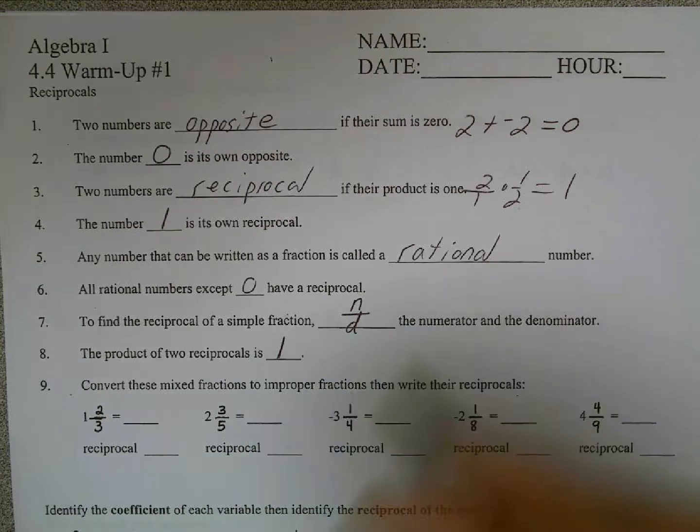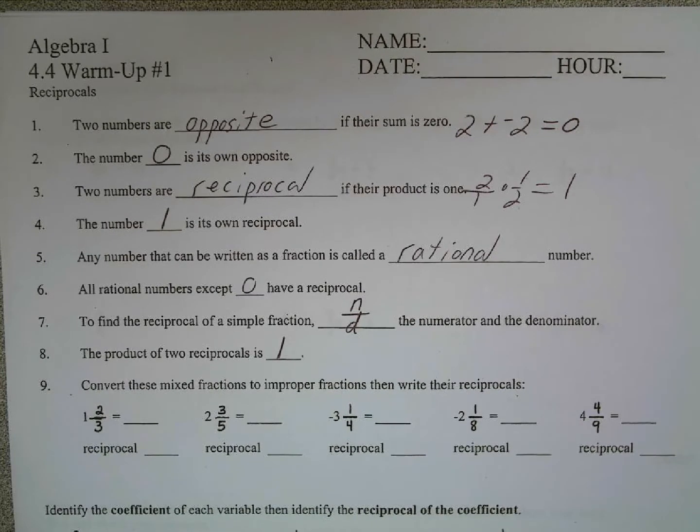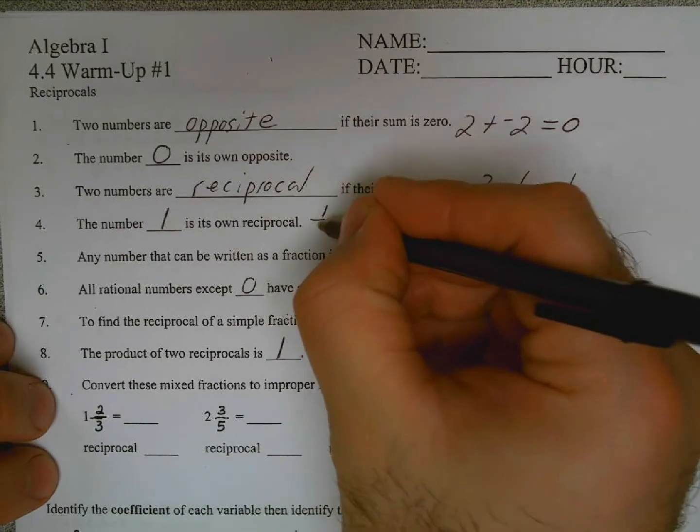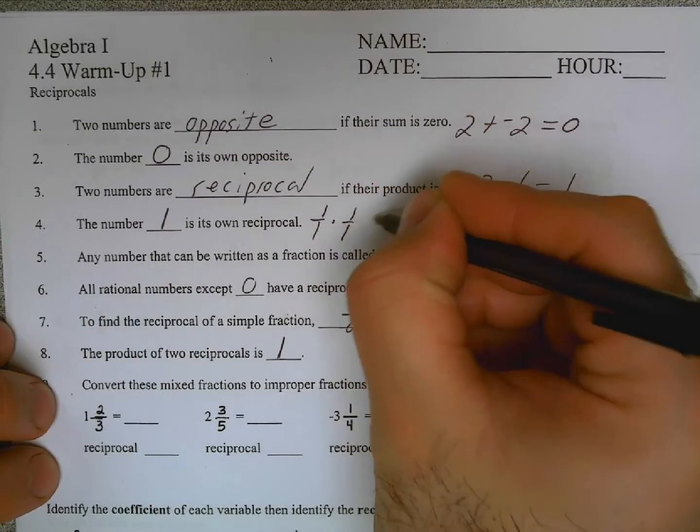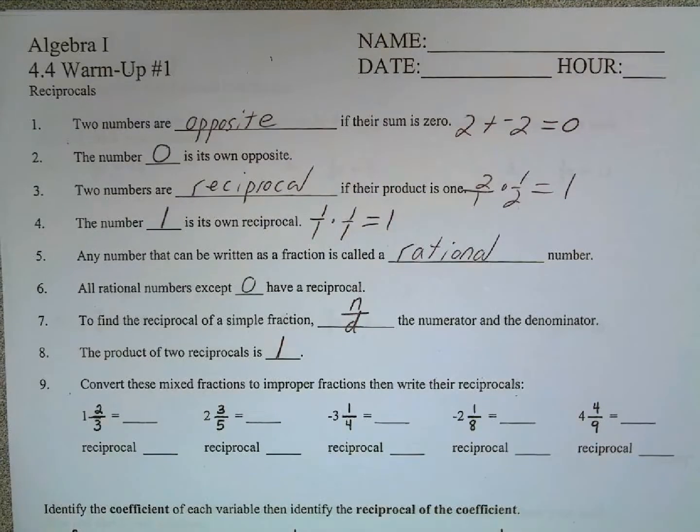Here's a nice example. The number 1 is its own reciprocal, right? So 1 over 1 is the same as 1 over 1, which equals 1. Any number that can be written as a fraction is called a rational number. All rational numbers except 0 have a reciprocal.